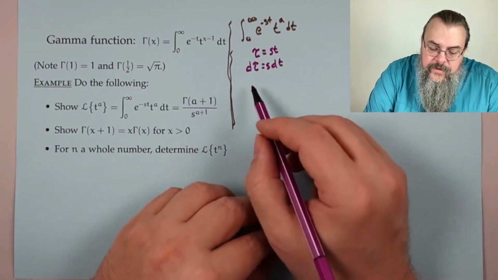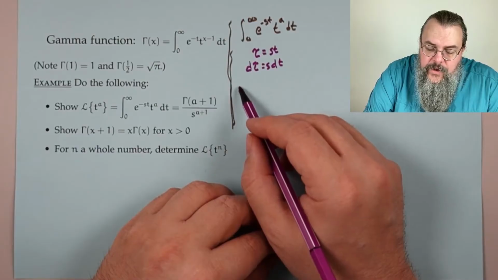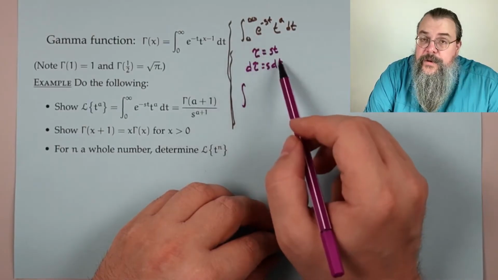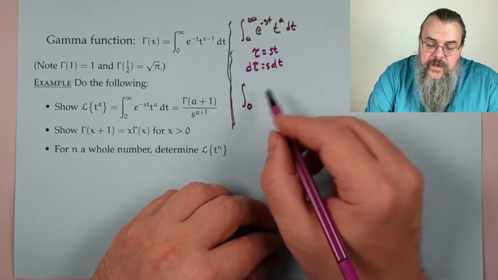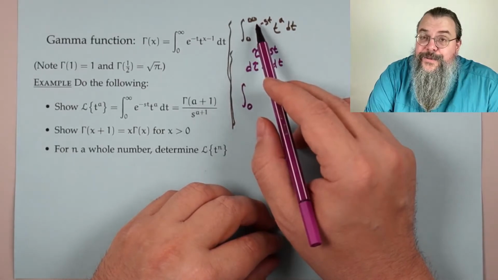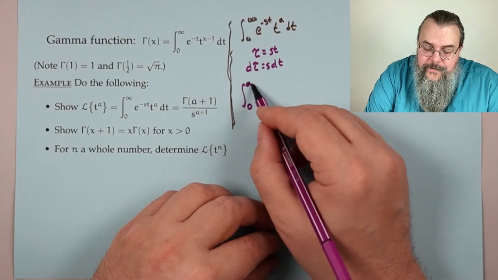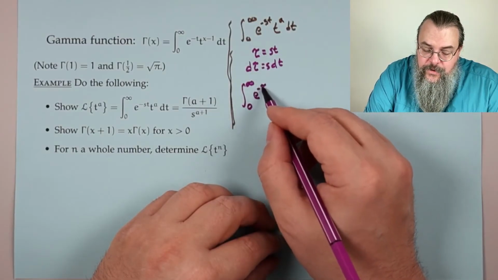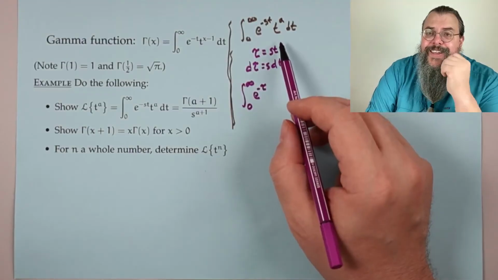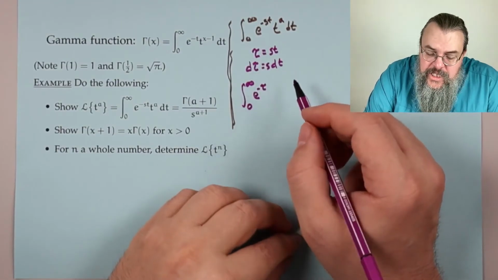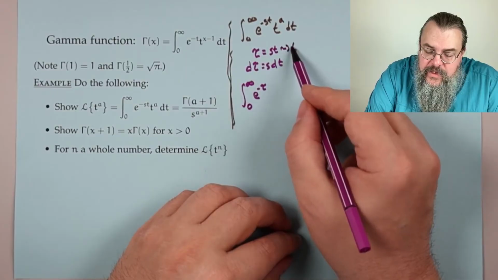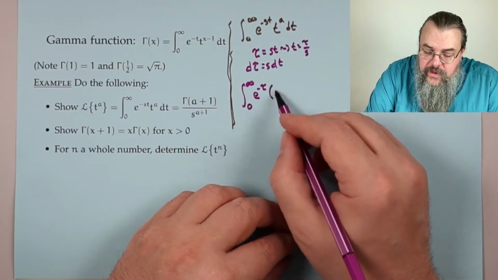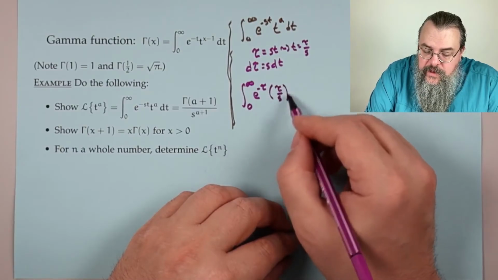So let's see what happens. Well, with our bounds, what do we get? We're going to get an integral, and when t equals 0, 0 times s is 0. As t goes to infinity, s times infinity is infinity, great. E to the minus st becomes e to the minus tau, cool. Well, what about t? You can look at this and say, t is really tau over s. So this is tau over s to the power a.